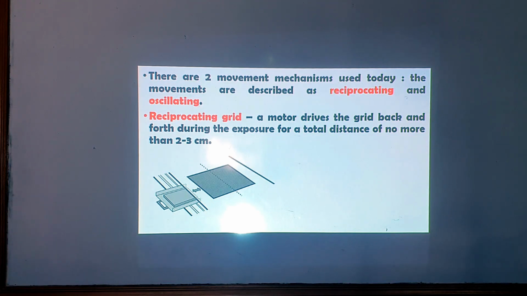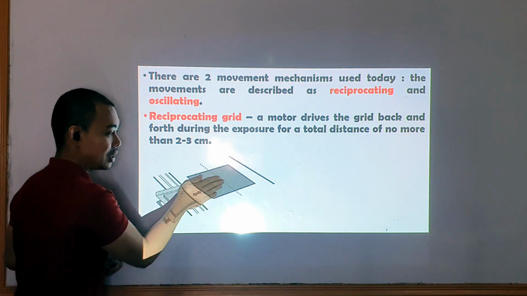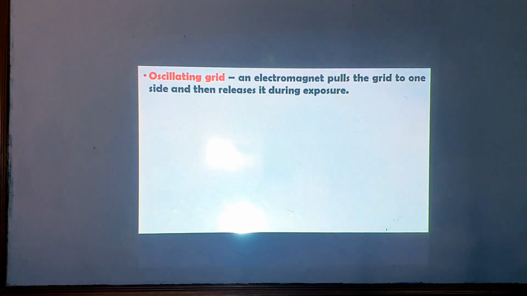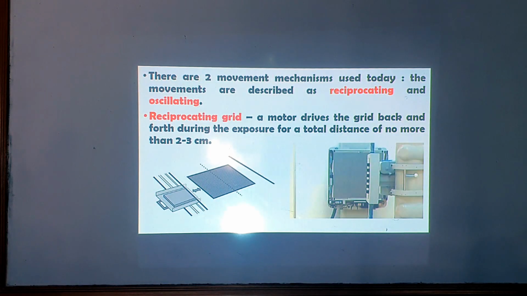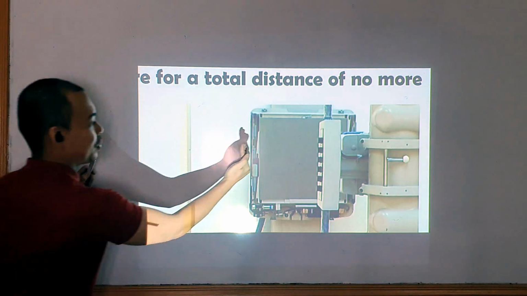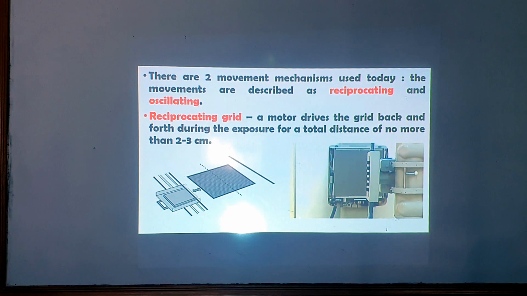So your reciprocating grid, there is a motor that drives the grid back and forth during the exposure, but the total distance will be no more than 2 to 3 centimeters. So the distance here, like this, will be no more than 2 to 3 centimeters, such as this one. Can you see it, guys? There you go. Can you see the movement? I'll try to zoom it in if it will move. The movement is supposed to be like this. I'll try to zoom it out and then try to look at the movement. There.